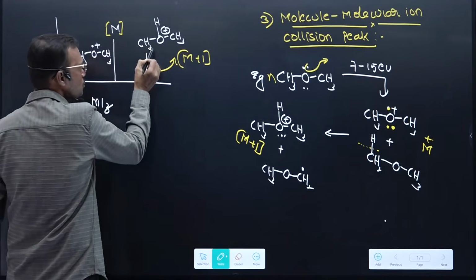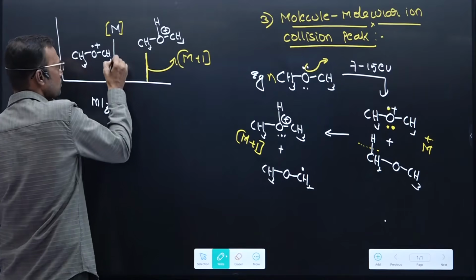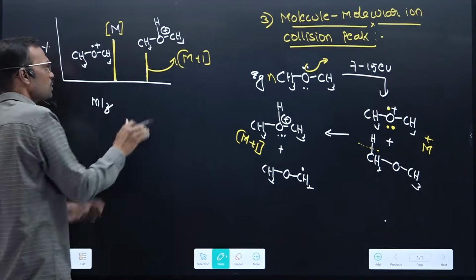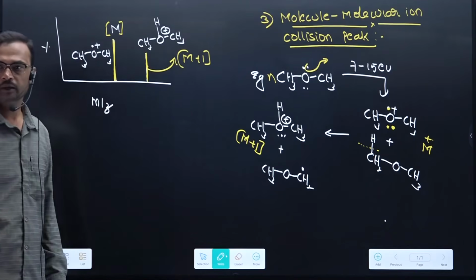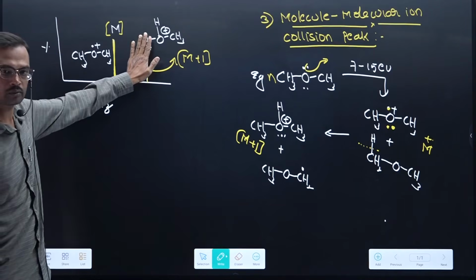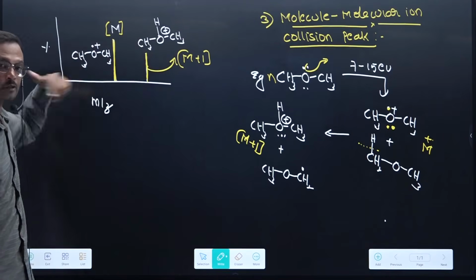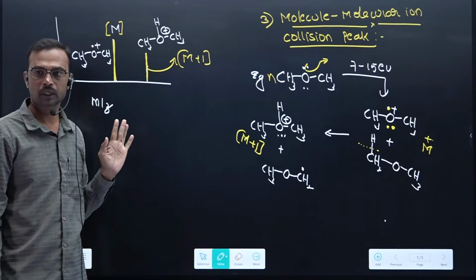This is M plus 1. This is called the collision peak. This is the collision peak, and what is this? Molecular ion peak. Suppose there is no collision. If there is no collision, this peak disappears or not? If this peak disappears, what is the last peak? This one or not? Then the last peak is a molecular ion peak. Clear?